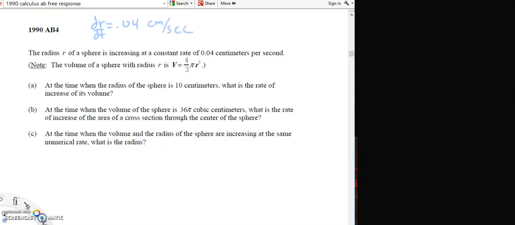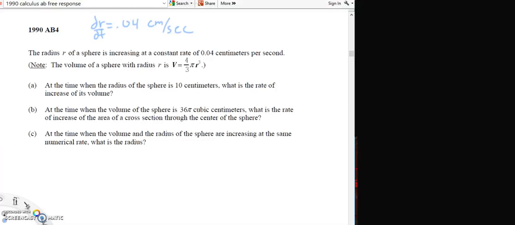And it gives you the volume for a sphere, which is V equals 4/3 pi r cubed. So now it says at the time when the radius of the sphere is 10 centimeters, what is the rate of change of increase of its volume?